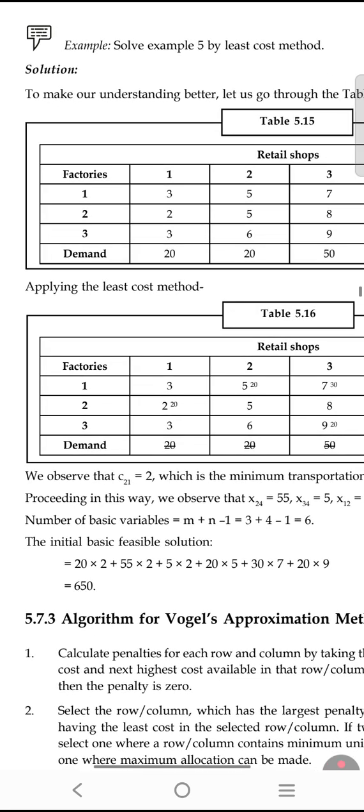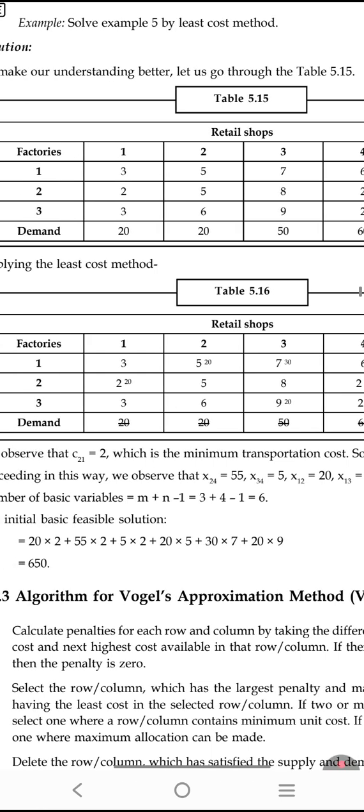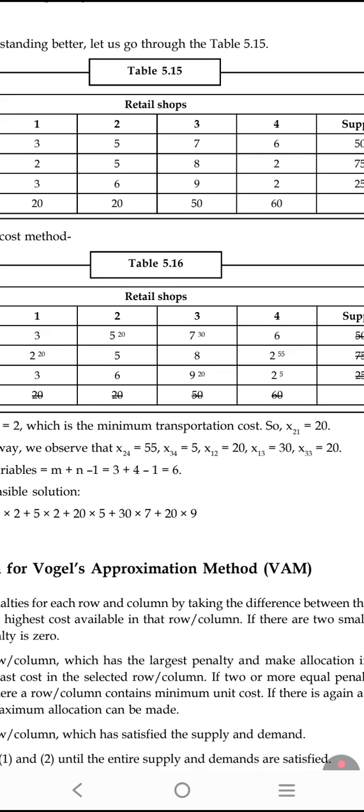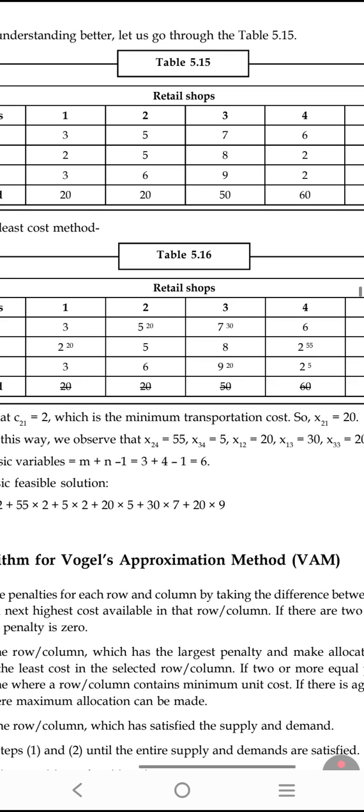In this table there are three factories, origins 1, 2, 3, and four retail shops 1, 2, 3, 4. Supply is 50, 75, 25, and demand is 20, 20, 50, and 60. First we check whether total supply equals total demand. Total supply is 150 and total demand is 150, therefore the given problem is a balanced transportation problem. Apply the least cost method: first select the minimum cost in the transportation table.